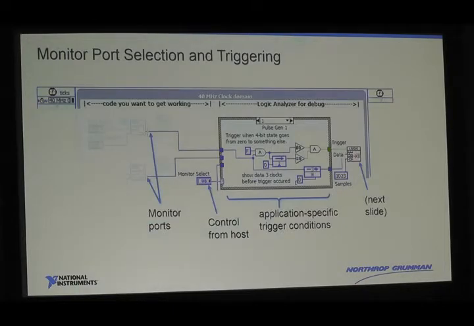Once you have a bunch of VIs with these monitor ports on them, you can't look at them all at the same time on your host PC. You have to have some way of selecting the data and triggering on it. And so I have a little case statement in there. This code to the left is what we're working on, and those are our monitor ports coming into there. And that case statement allows me to select from the host VI, or from the host application over a control, exactly which VI I want to look at.